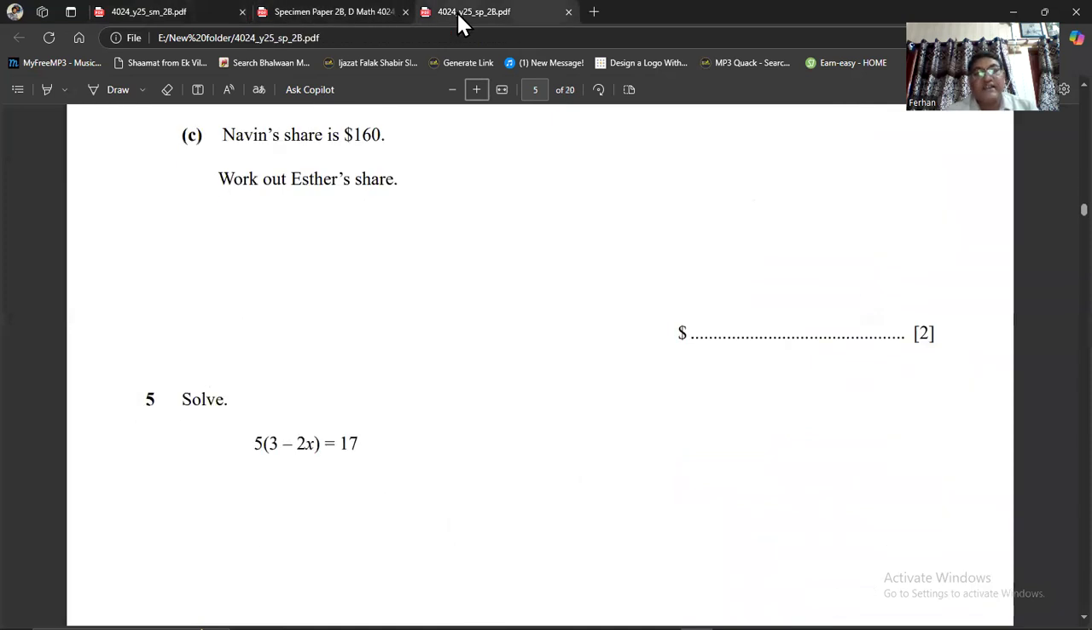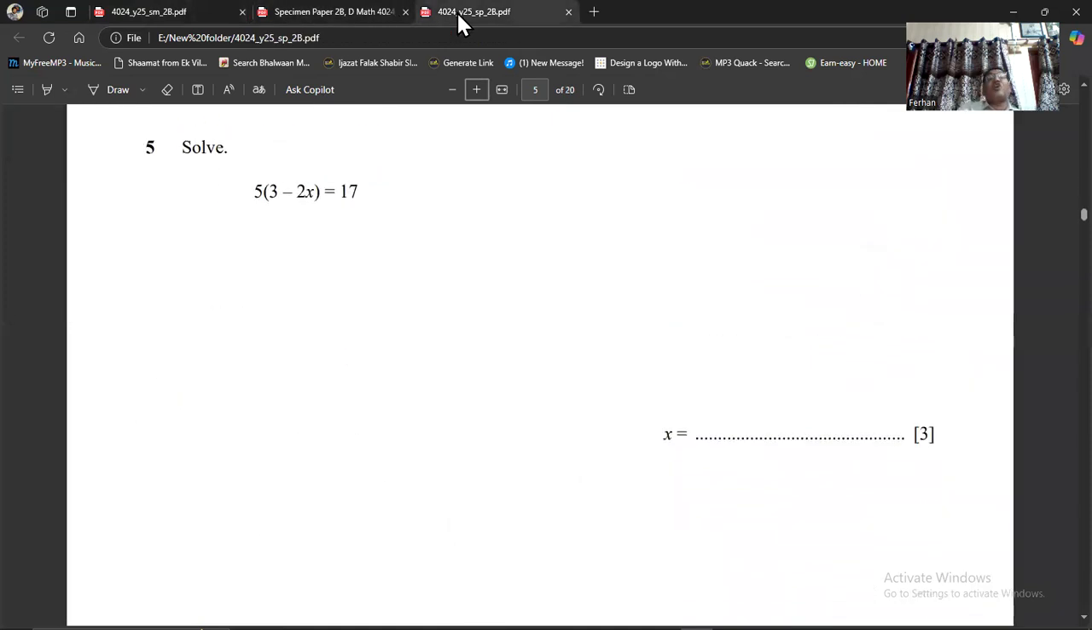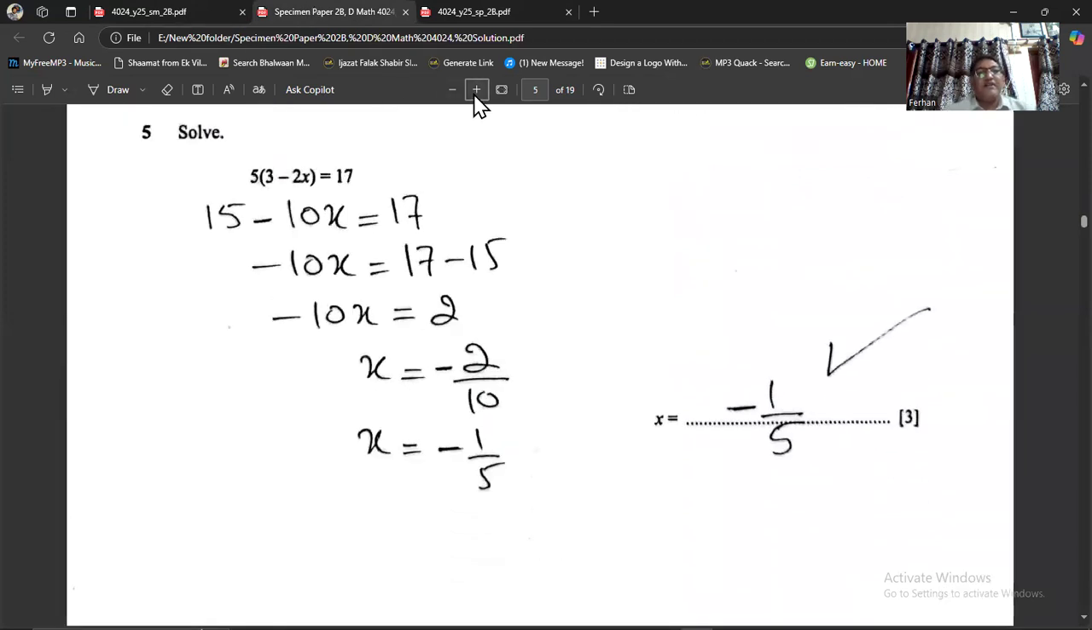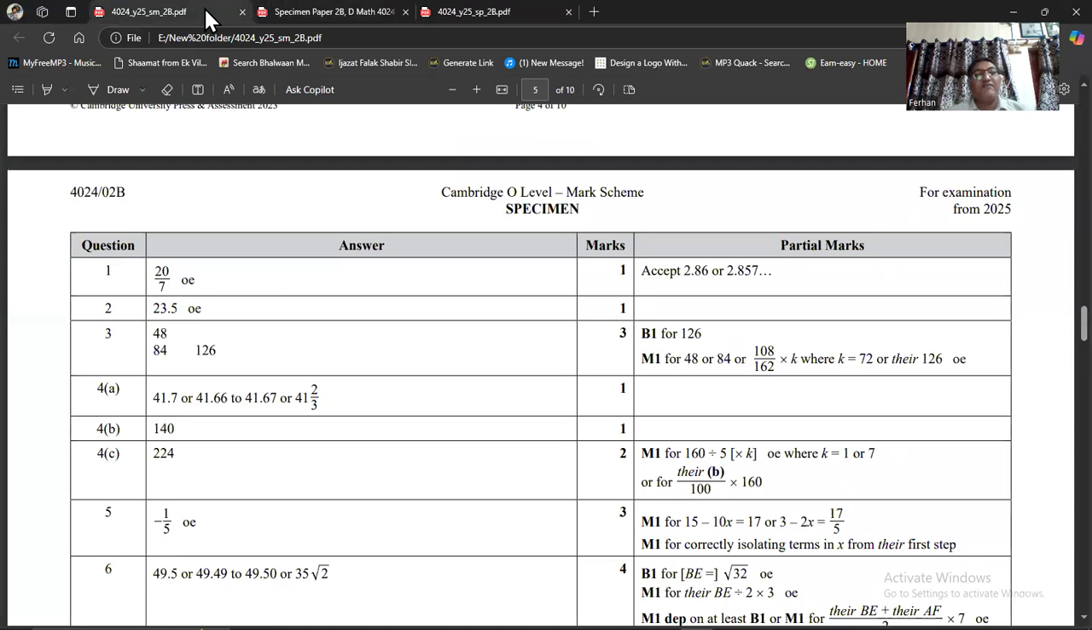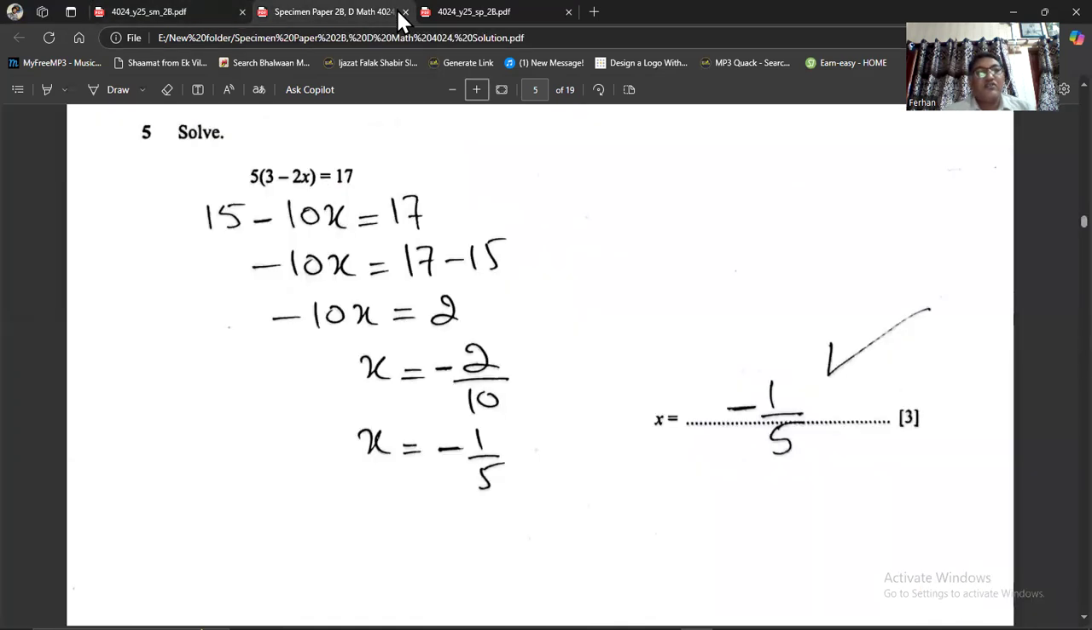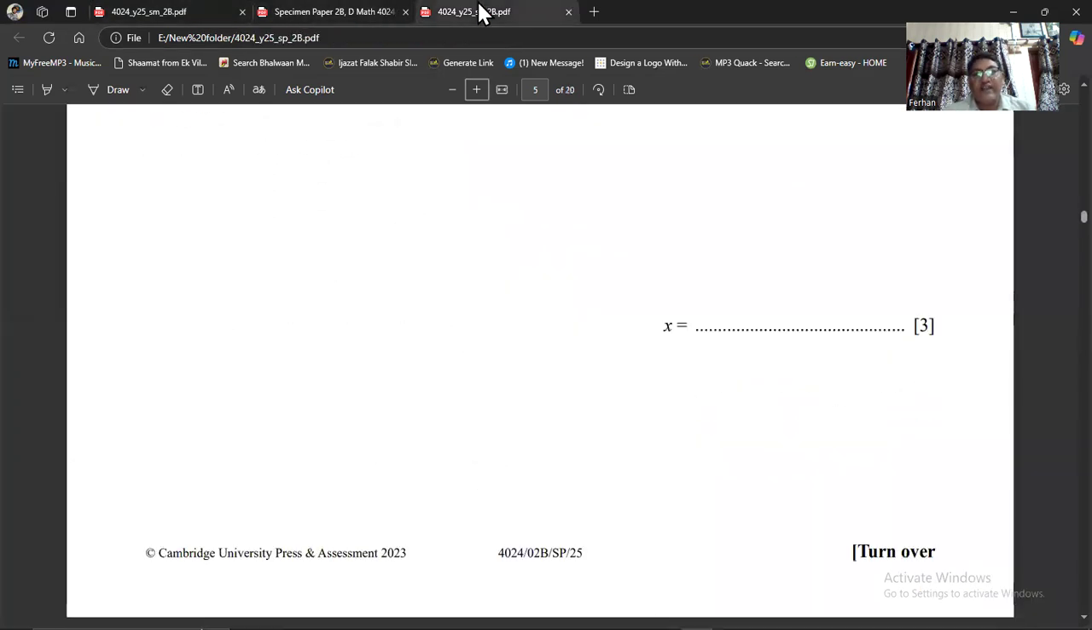I hope you understand. Question number 5, and it says solve. We have to find the value of x. 5 bracket start, 3 minus 2x bracket close equals 17. So that 5 will multiply with the bracket, and we will have 15 minus 10x equals 17. Minus 10x equals 17 minus 15, minus 10x is equal to 2, x is equal to minus 2 by 10, and x equals minus 1 by 5. So the x value is minus 1 by 5, and our answer is right. Okay, so this is how it is done. This is question number 5.